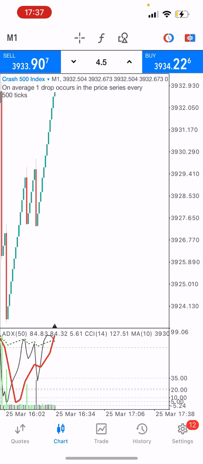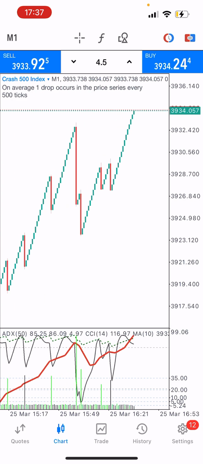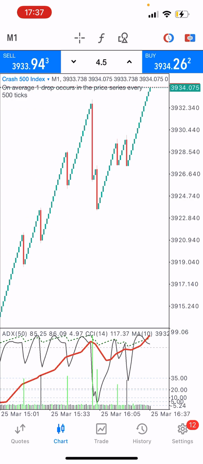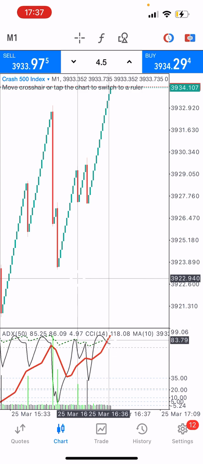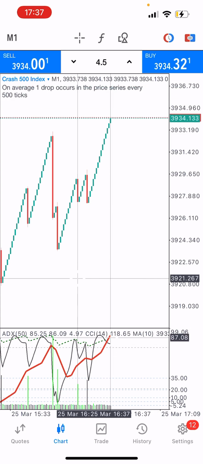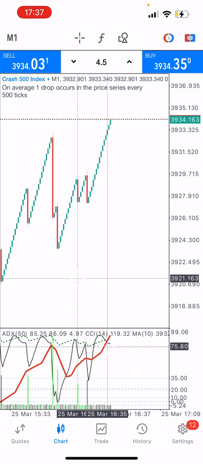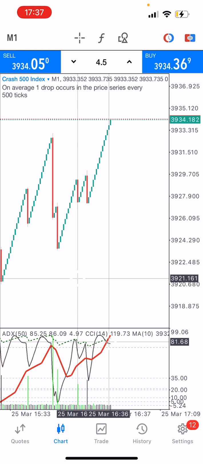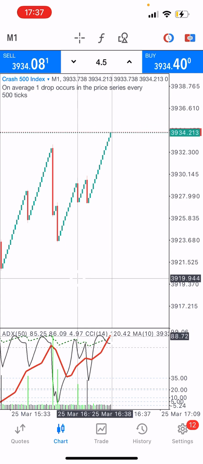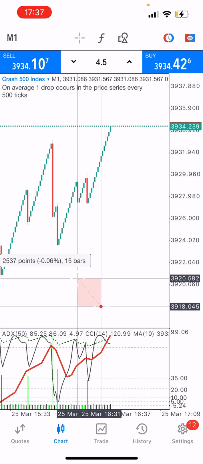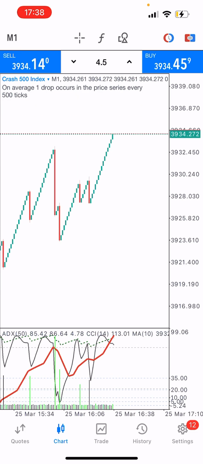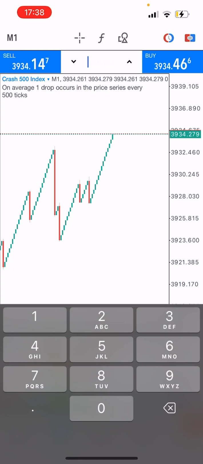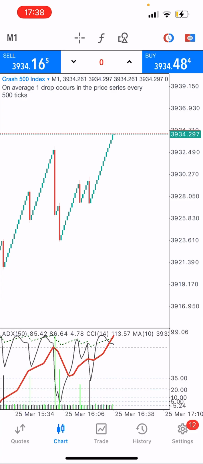Let me show you how it works on Crash. So on Crash right now, this is it for Crash 1000 index. I think I'm going to be taking this trade now because for Crash 1000 index, you want it to go above 80. Once it goes above 80, then you can take your sell. That's how we do it here. So for this one, I'm going to be taking the sell for Crash 1000 index.